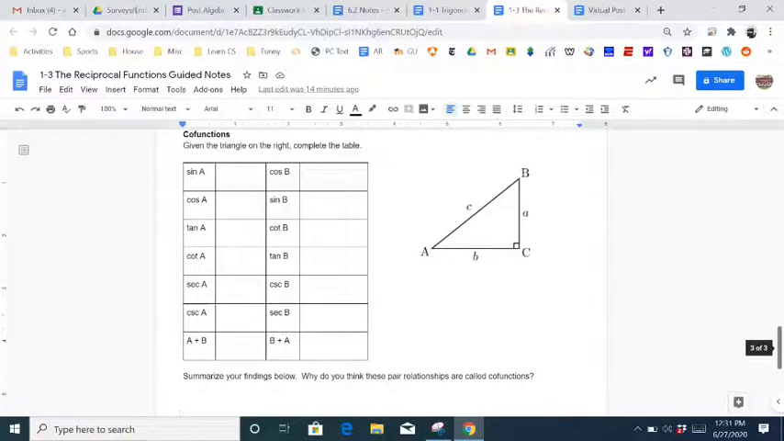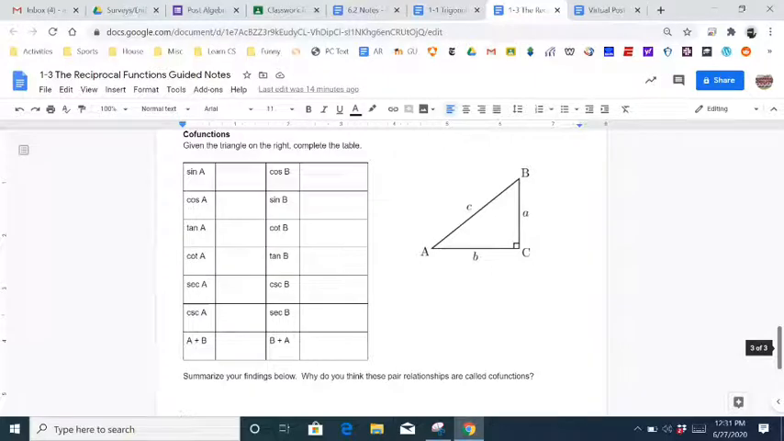Okay, now in this part, I would like you to try this activity on your own. It says cofunctions: given the triangle on the right, complete the table. You have that triangle there, and you're going to find all of those different things: sine of A, cosine of A, tangent of A. All your answers will be in terms of lowercase a, b, or c.